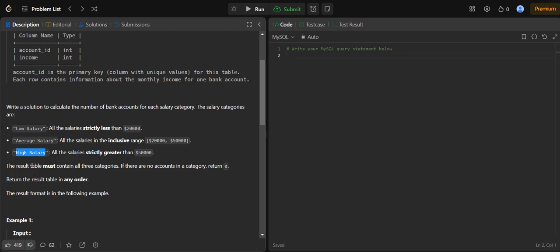Now the result table must contain all three categories, and if there are no accounts in the category, return 0. So this line is very important, because of this line only, this problem gets difficult. Because of this line only. If this line was missing, or if they did not include this line, this problem would have been very easy. Why?